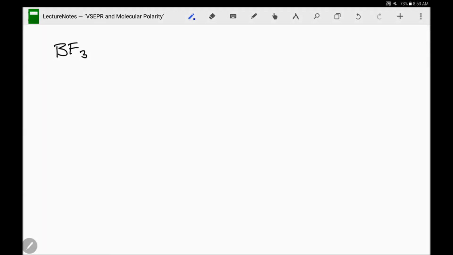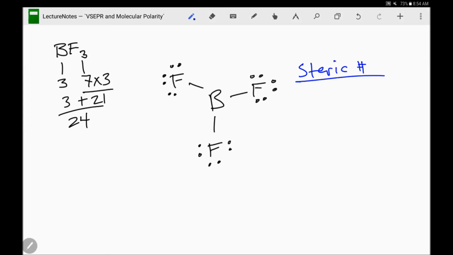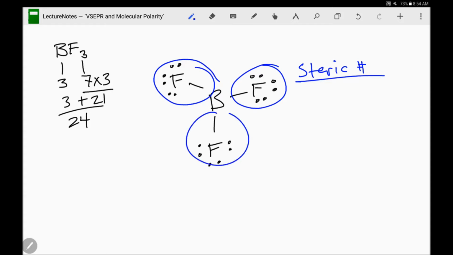Let's look at boron trifluoride. The first step is to draw the Lewis dot structure. Boron trifluoride doesn't meet the octet rule, but boron doesn't need to. Boron is happy having 6 electrons. After we have the Lewis dot structure, we want to figure out what the steric number is. The steric number is the number of sigma bonds and the number of lone pairs of electrons coming off of the central atom. Boron has 3 sigma bonds coming off of it, so the steric number here is 3.